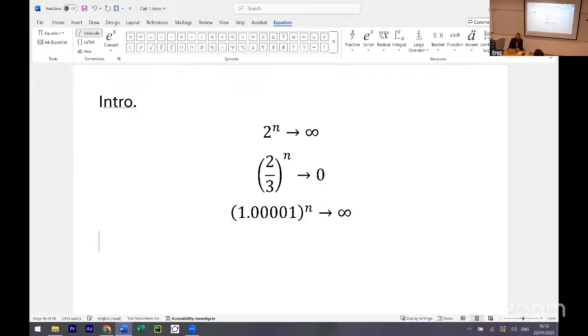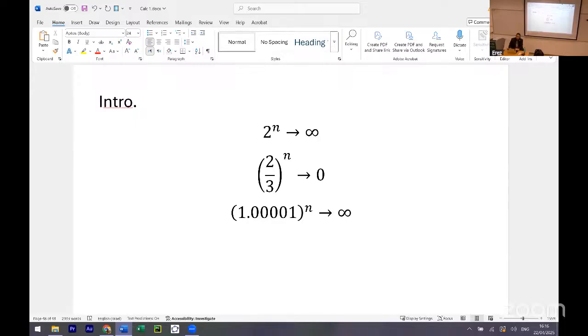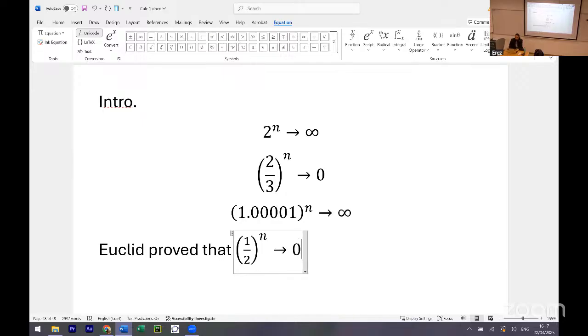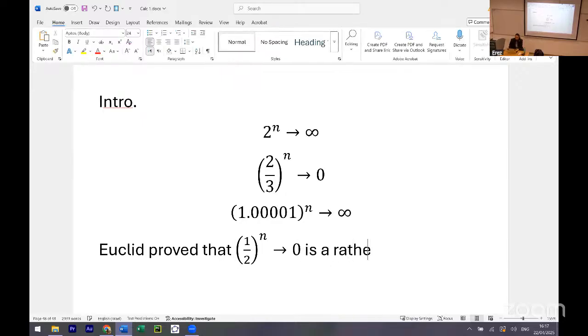So I always teach, and I will do as well, using the following modern way, using Bernoulli inequality. I will write it later. But not so long ago, I found out that Euclid had a proof, and Euclid proved that 1/2 to the power of n tends to 0 in a rather geometric way, because that's the way he did everything, right?